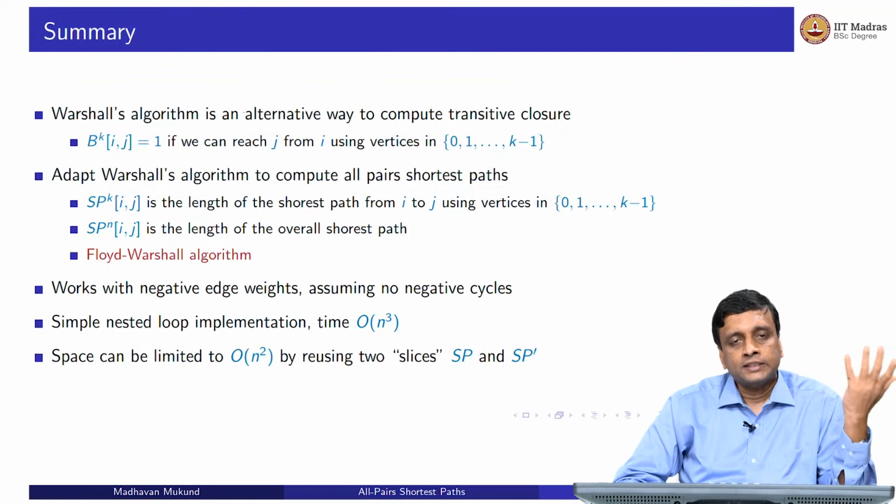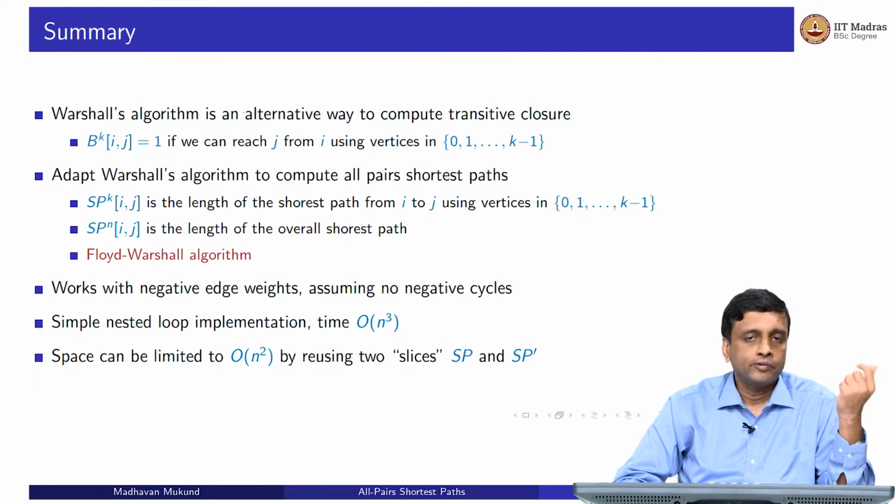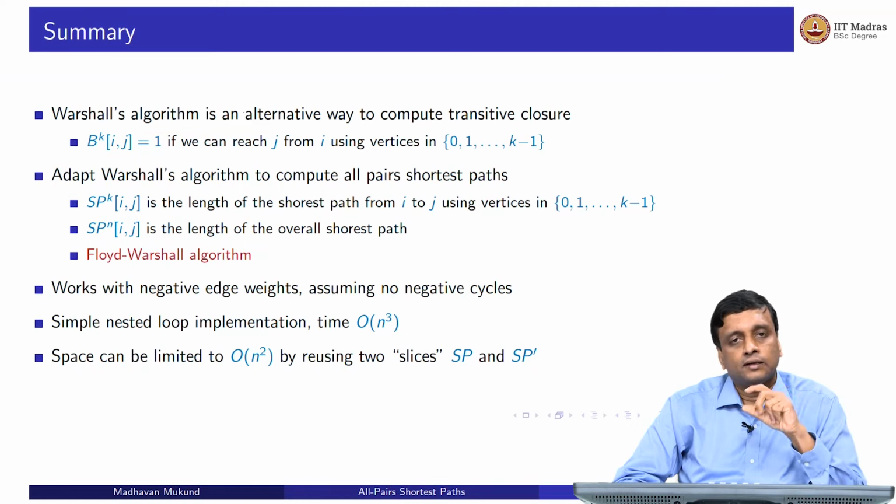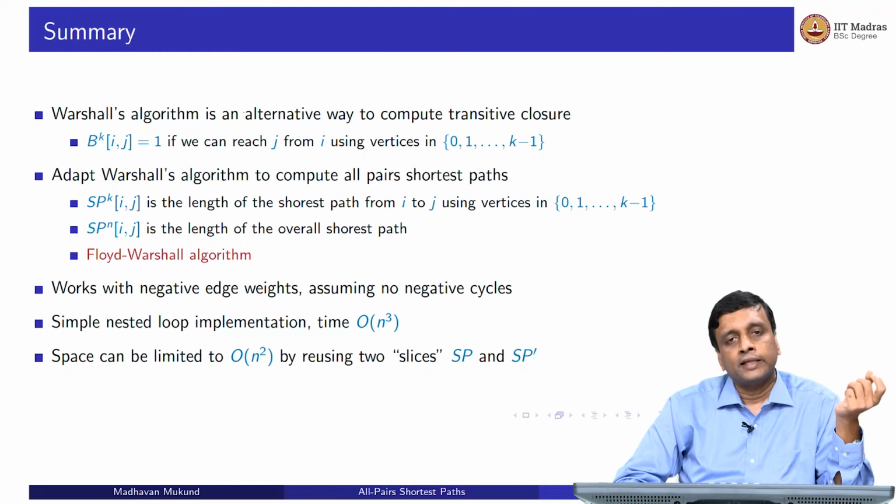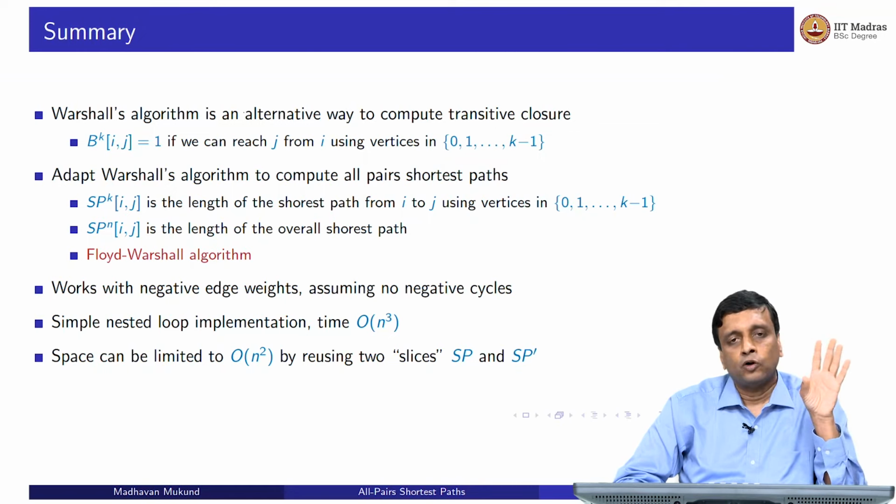To summarize, Warshall's algorithm is a different way to compute transitive closure, and we can now adapt it, and this is the Floyd-Warshall algorithm, to compute shortest paths. The shortest paths tell us in this algorithm how to get from i to j by going through a prefix of the vertices from 0 to k minus 1. This again works with negative edge weights, assuming no negative cycles, and it has a very simple nested loop implementation. It's very trivial to write the code for this, and it takes time order n cubed.